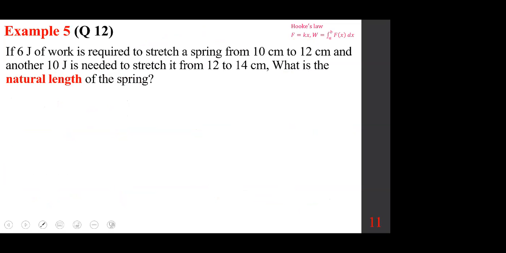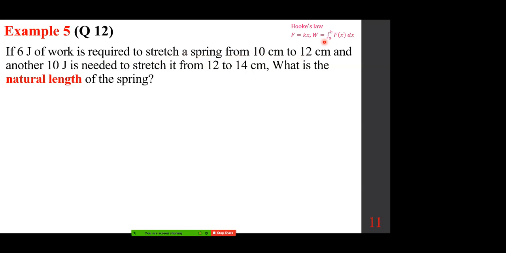According to this, we need 6 joules of work. So we are going back to the SI or metric system, class. If 6 joules of work is required to stretch a spring from 10 centimeters to 12 centimeters, and another 10 joules takes us from 12 to 14, what is the natural length of this spring? We don't know the natural length, and remember, in this formula, what matters is stretching beyond the natural length.